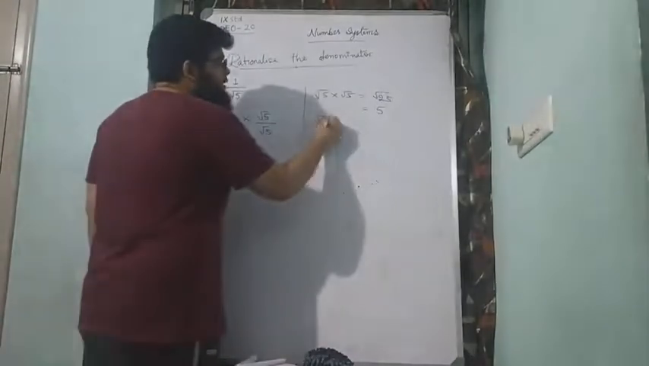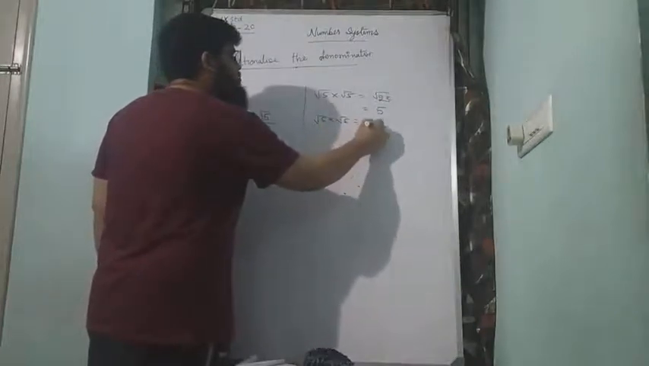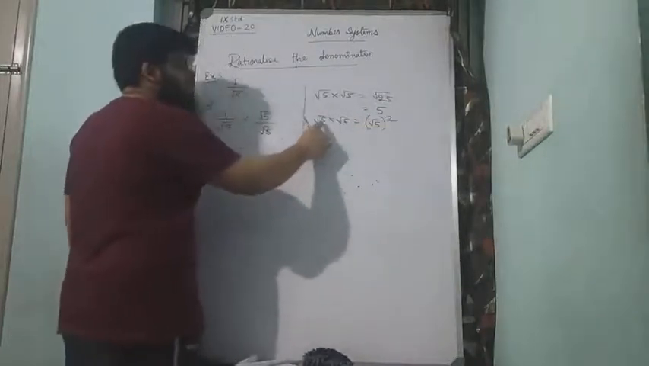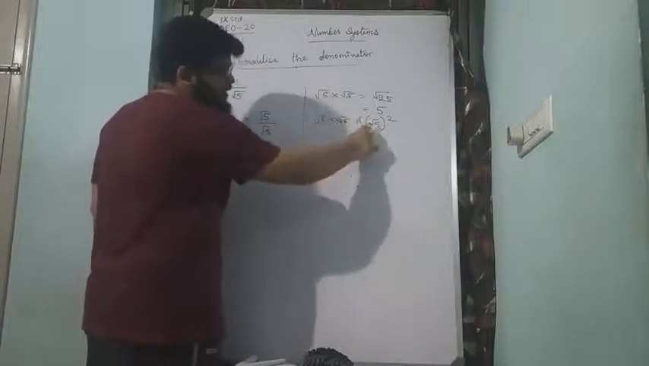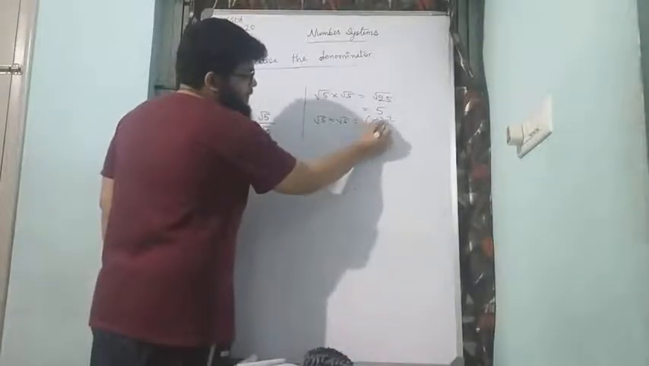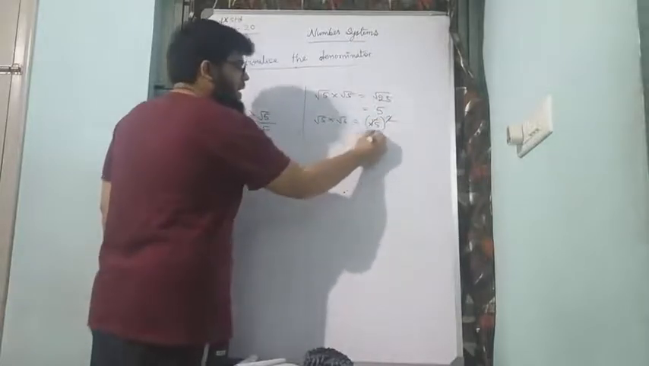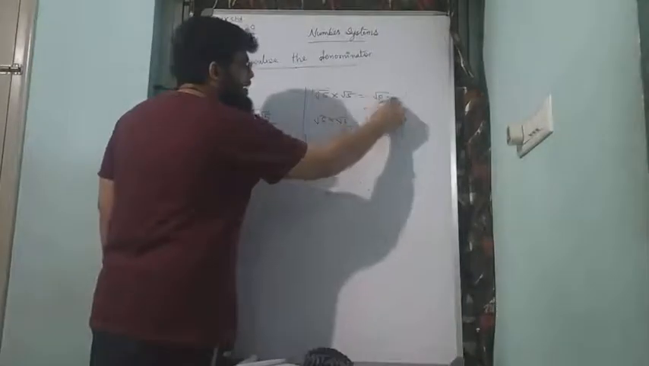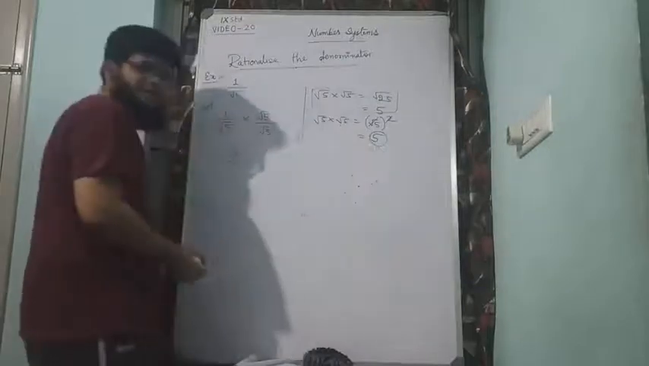Or when you have root 5 into root 5, it means root 5 whole square. Whole square is root 5 has come 2 times. When it comes 2 times, you can put whole square on that. And whenever we have whole square, square and root can always be cancelled. I'll get 5. So either you can multiply it in this way, or you can also solve it like this.